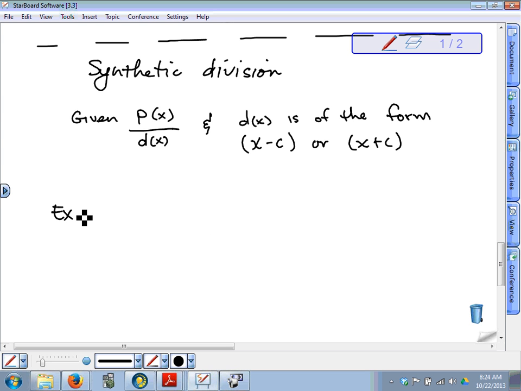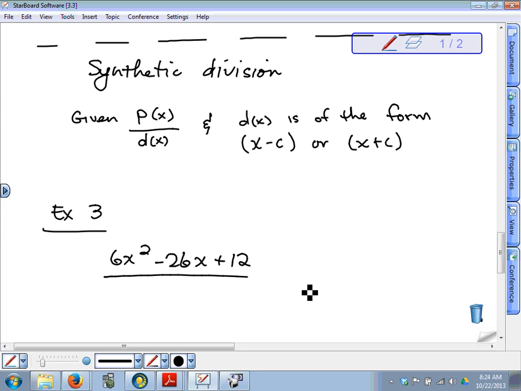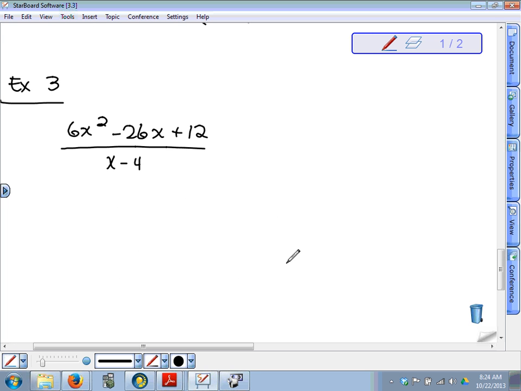Let's do example 3. Let's actually redo problem number 1. It was 6x squared minus 26x plus 12, and that was divided by x minus 4. Okay, synthetic division starts with an upside down long division bar like that.